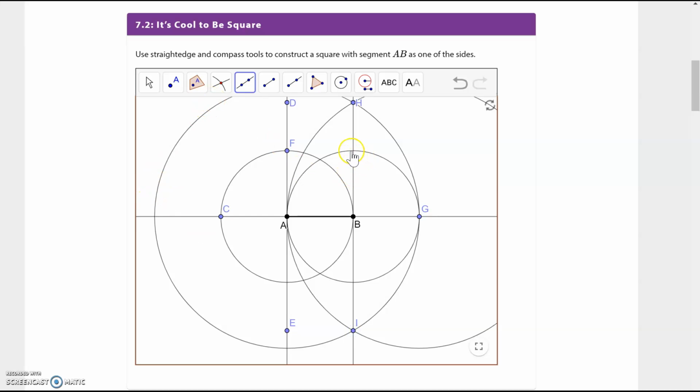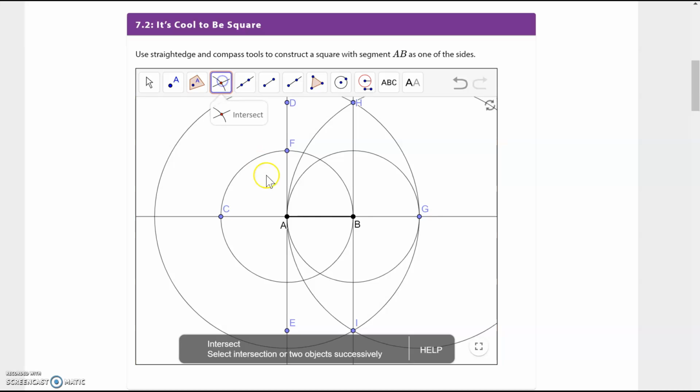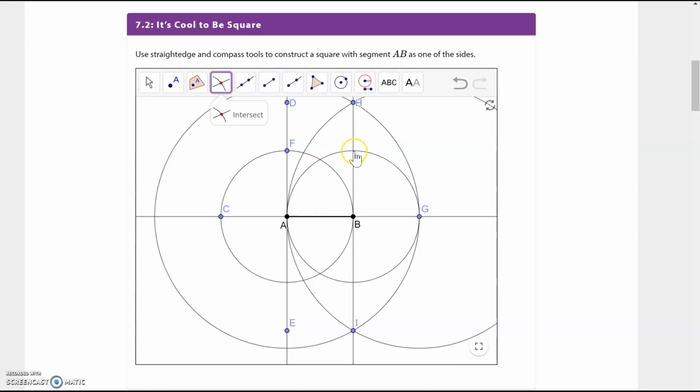Now, if I find this intersection point, I know that my circle centered at B with radius BA, this radius must be the same, B to J. So I found my fourth vertex. Now I can use the polygon tool and I can just draw my square. So there it is, a circle, a square drawn so that one of the side lengths is AB.